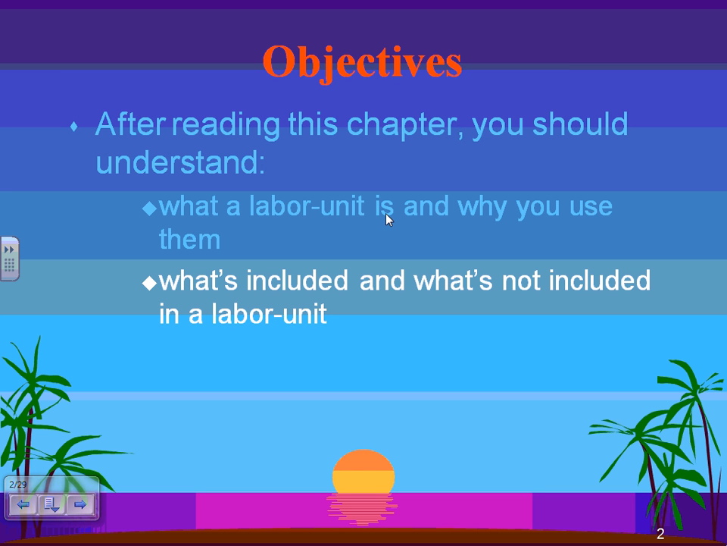As I said, in a nutshell, a labor unit is assigning an hour of labor to a piece of equipment. To install that receptacle in the wall, I need 0.3 of an hour to install that receptacle. So that's called a labor unit.